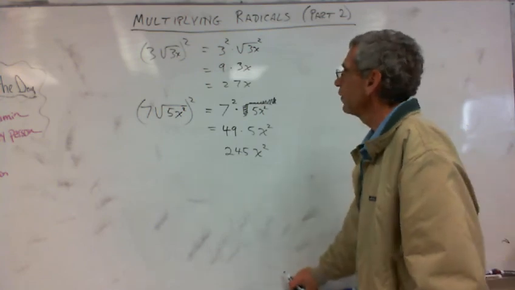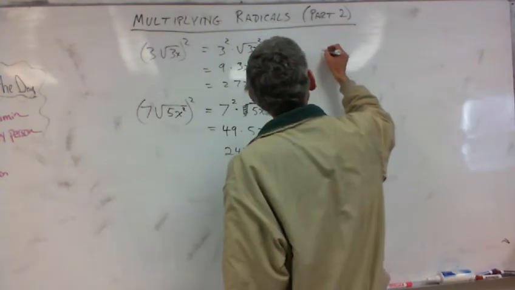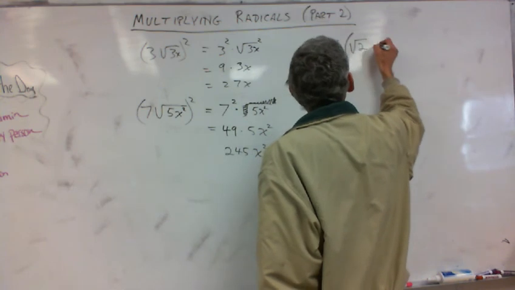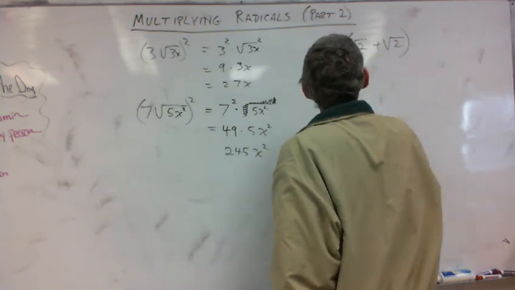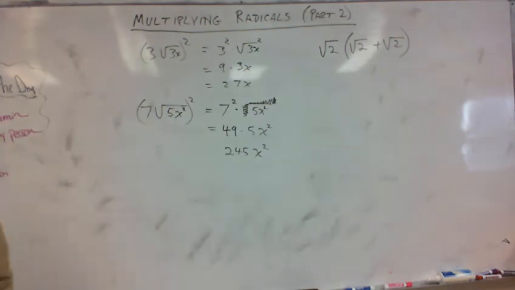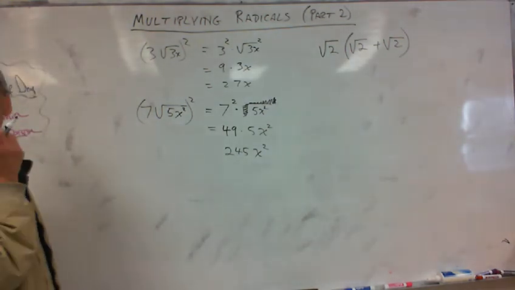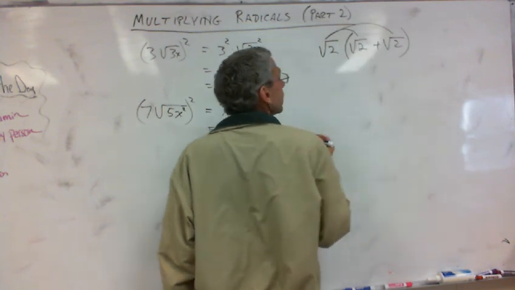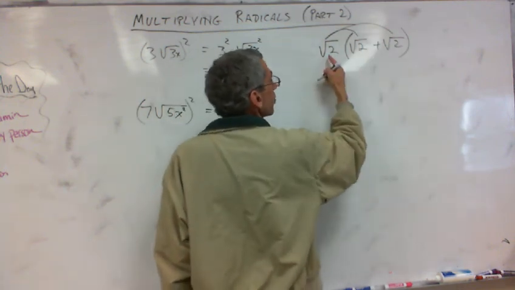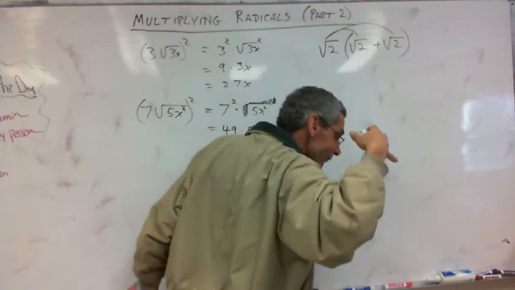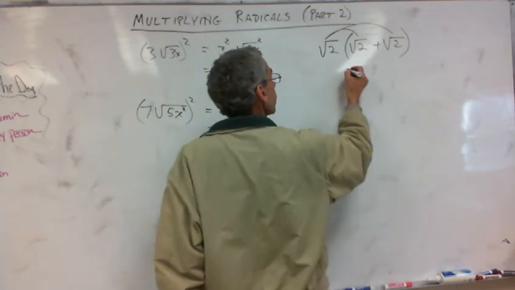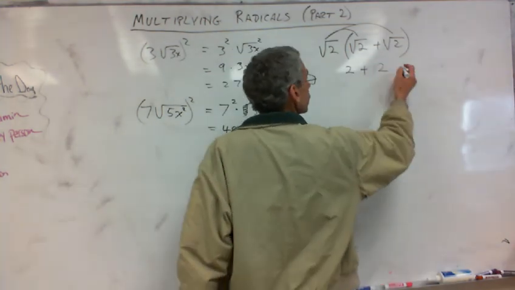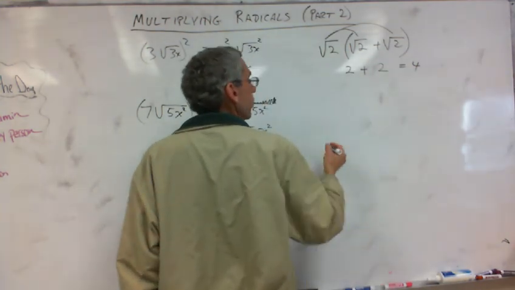Now, what if I gave you something like this? What does that look like? What would I have to use? The distributive property. So suddenly I have to go like this, boom, and boom, right? So it's just 4. So the square root of 2 times the square root of 2 is? Two. Plus the square root of 2 times the square root of 2 is? 2. So the answer is 4. Good job.